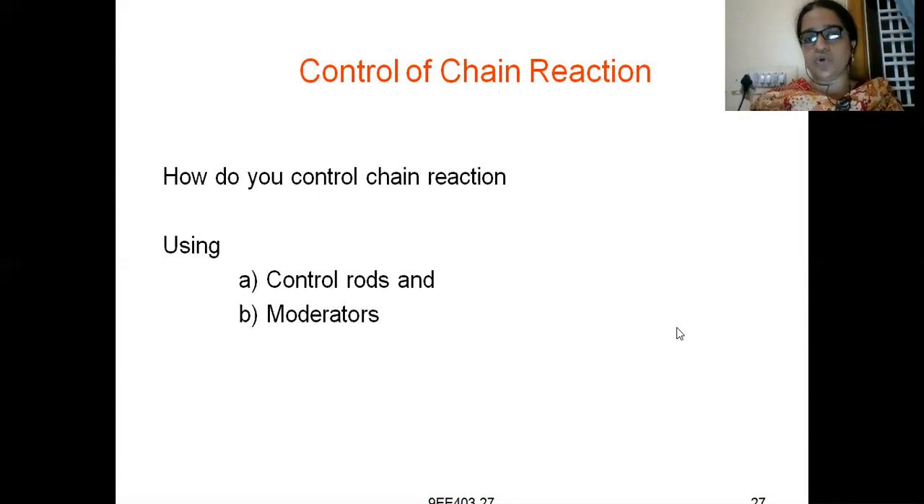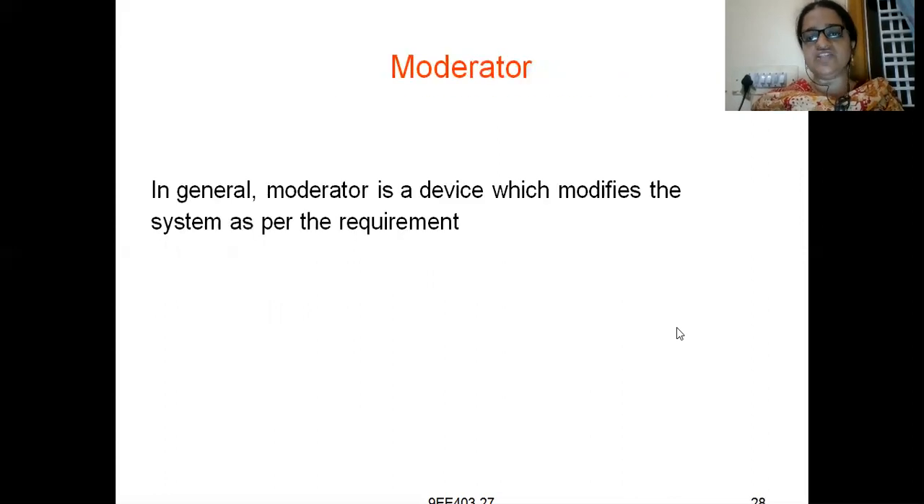So how do you control a chain reaction? Let us observe. In general, a moderator is a device. The name moderator itself gives us the meaning of moderation; it will make some changes. In general, a moderator is a device which modifies the system as per the requirement. A moderator moderates the system as per its requirement.